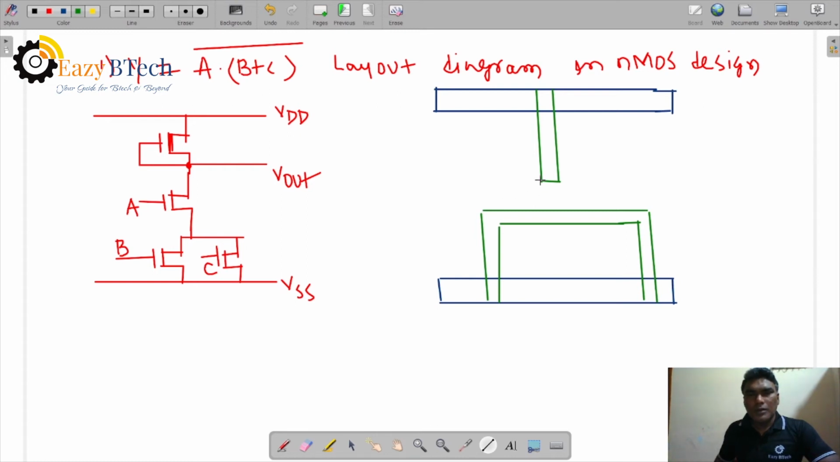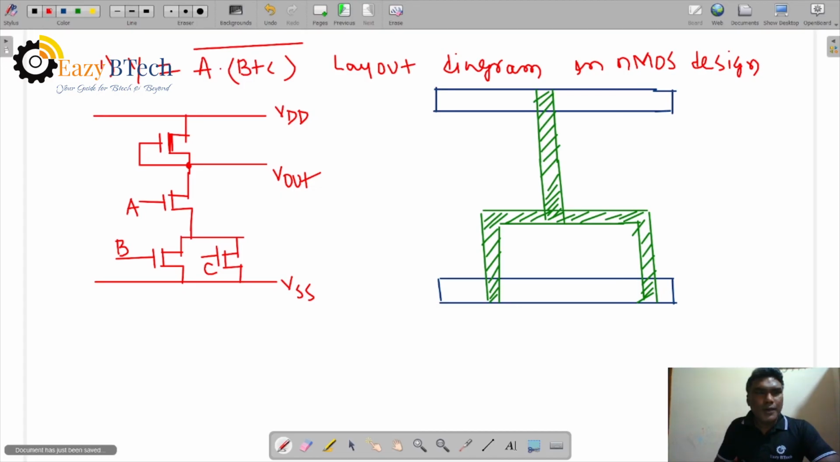So we can take this portion directly in green color, from here to here, as in a stick diagram, but the layers are here. So what is the layer here? Forward lines with nearer distance. Here also n-diffusion, forward lines with nearer distance, right?